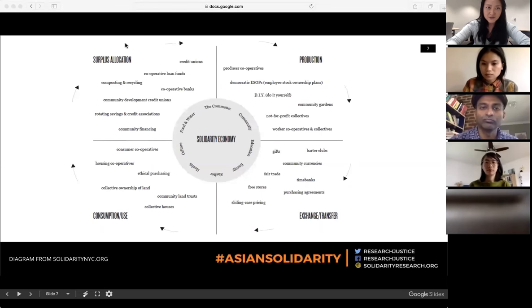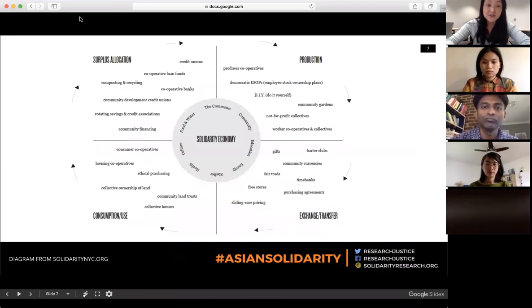As you can see from the diagram that we have up, the solidarity economy is a really broad framework that touches upon all the different stages of the process of production to consumption to surplus allocation, and really values the things that we have in common, which are at the center, which are community, energy, the commons, shelter, and so forth.